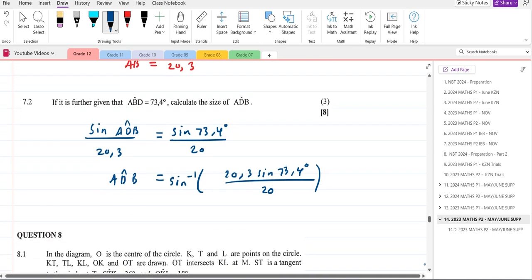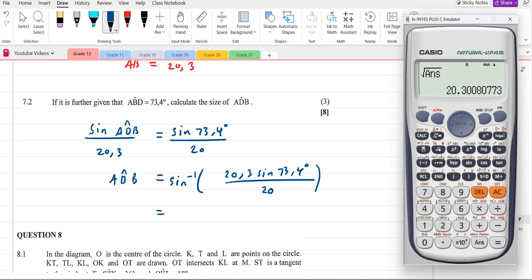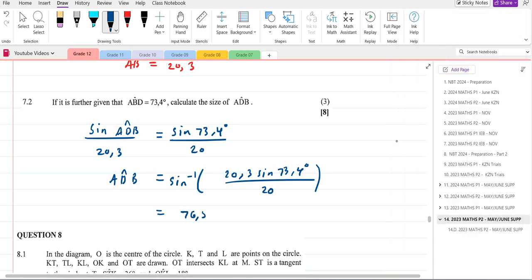Right, so let's do that in steps. So we're going to say 20.3 over 20. Remember, we still got some stuff here. Sine 73.4. Right, we get this answer and say shift sine answer. So I'm getting an answer of 76,58. Right, so that's the angle ADB. I hope you guys understood that.